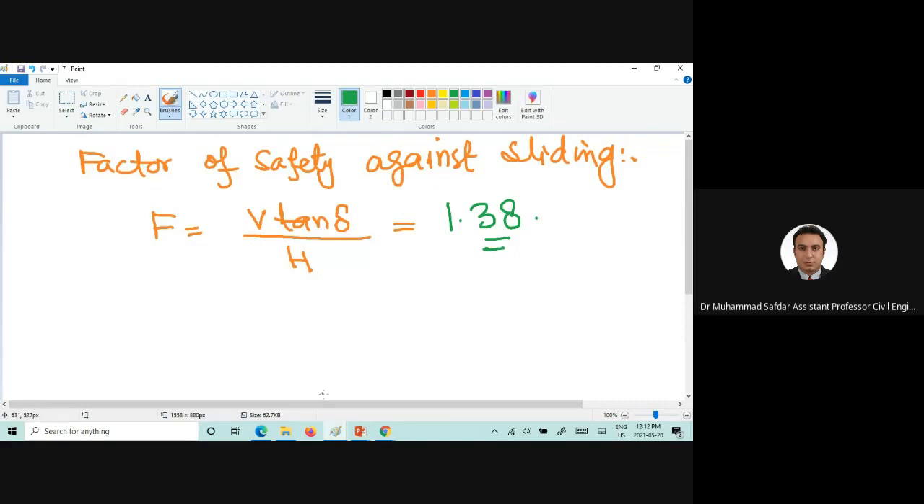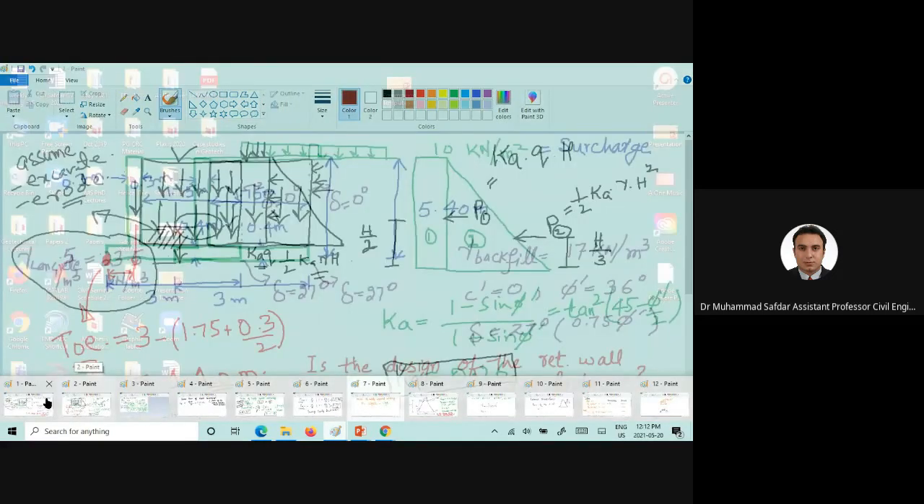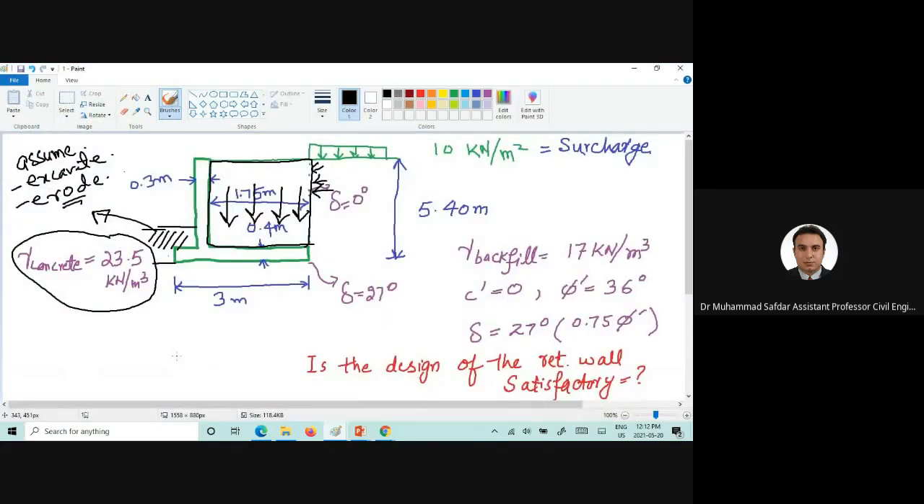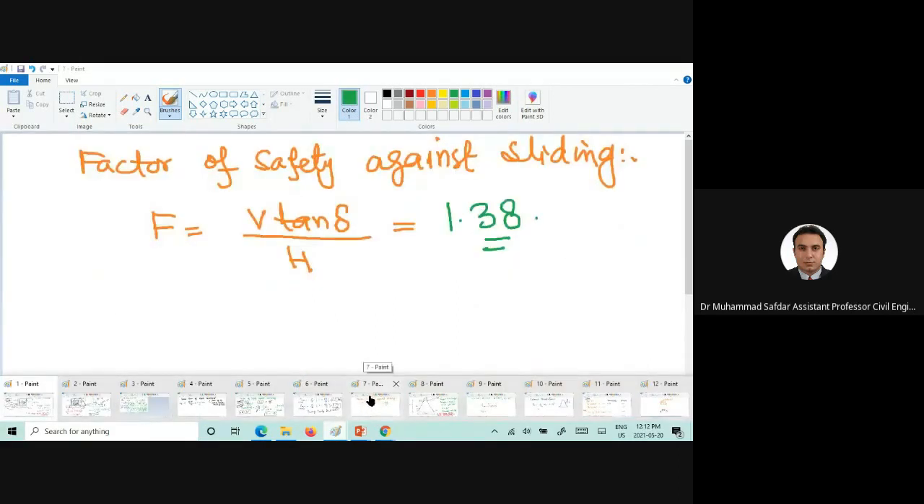हमसे जो पूछा गया था वो ये था कि is the design of the retaining wall satisfactory. अगर हमारे पास ये soil की conditions होती हैं, अगर हमारे पास ये dimensions retaining wall की होती हैं, अगर हमारे पास ये surcharge की position होती है, तो उसके basis पे आपने comment ये करना था कि is the design of the wall satisfactory. तो अब हम क्या कहेंगे?